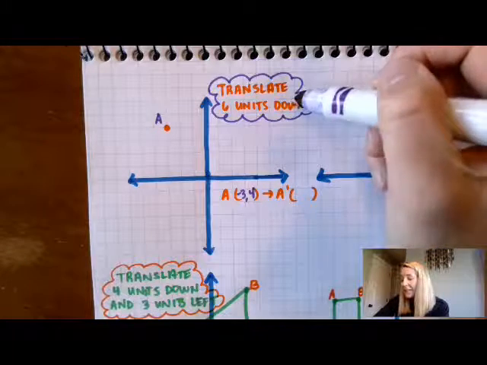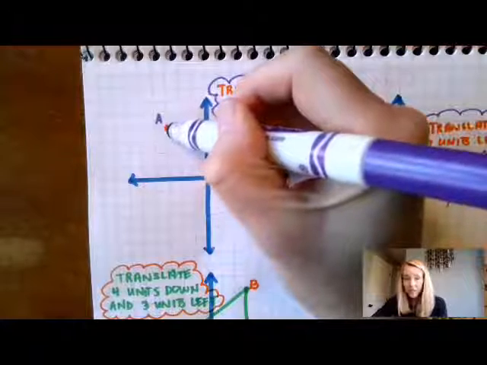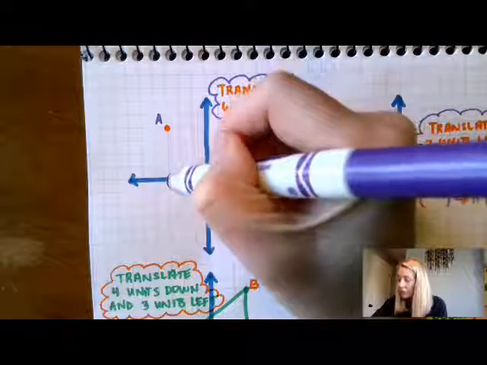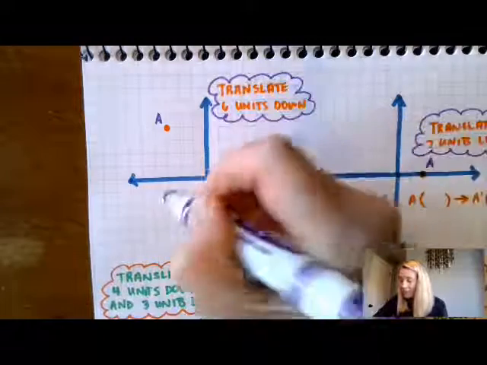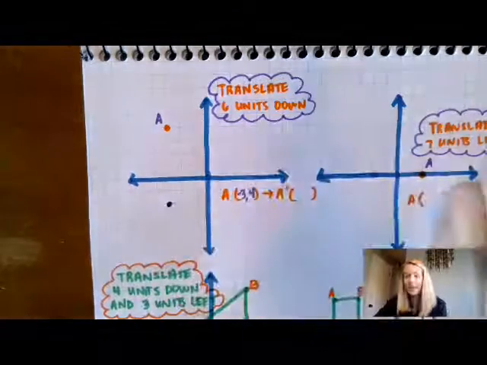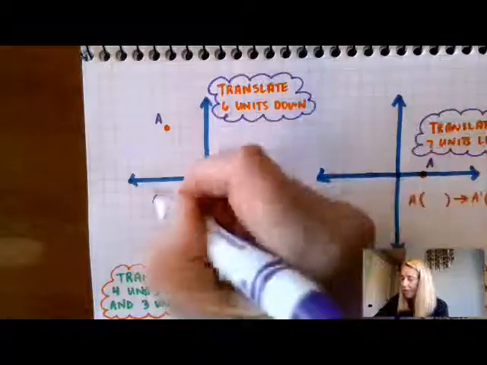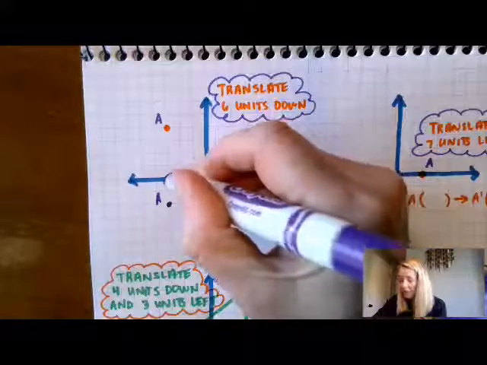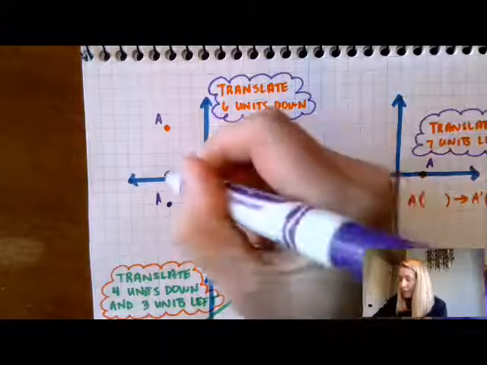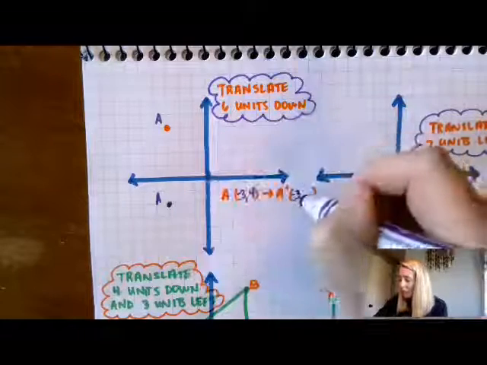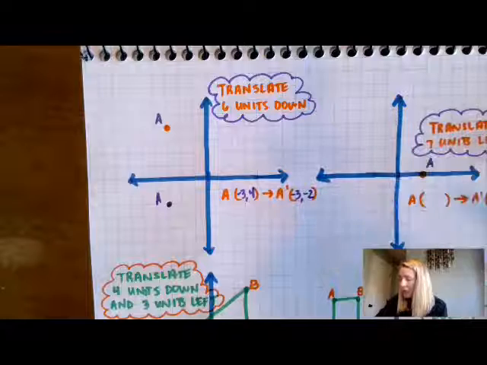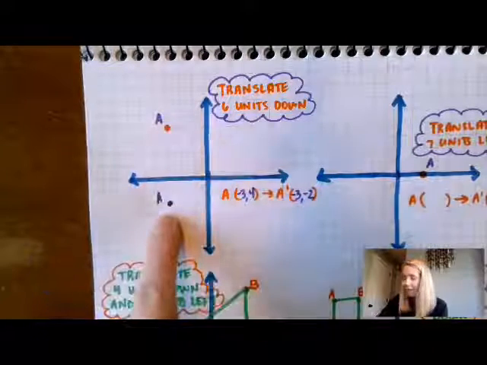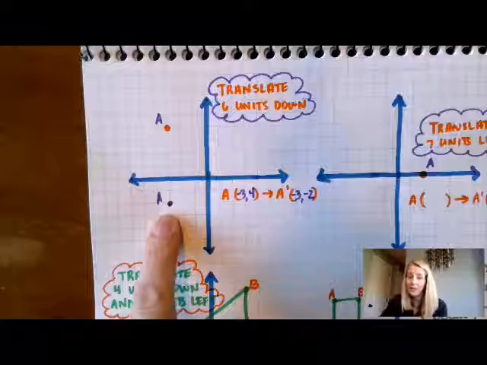But if we're going to translate 6 units down, focus in on that point and just count down 6. So 1, 2, 3, 4, 5, 6. Here's your new A. There's your image. The point there is at -3 still, but we went down to -2. It makes sense that the space between 4 and -2 is 6, because we went down 6 spaces.